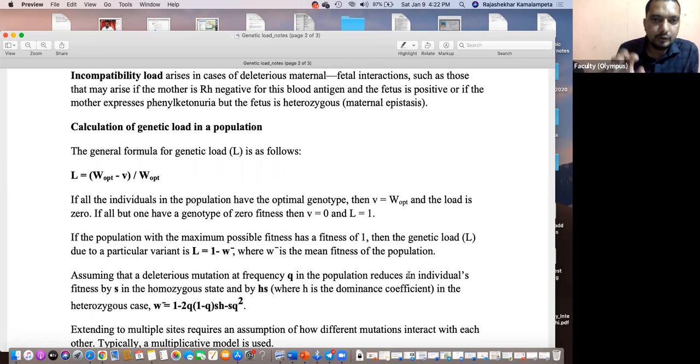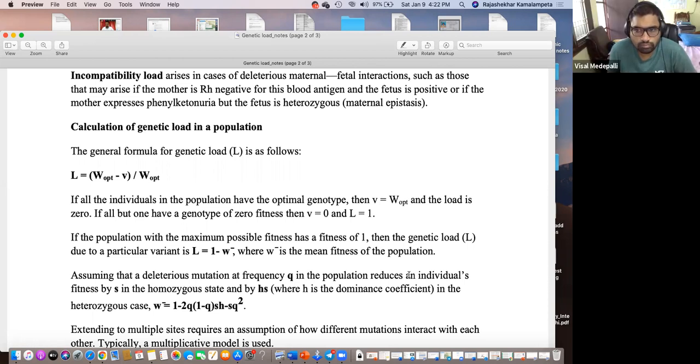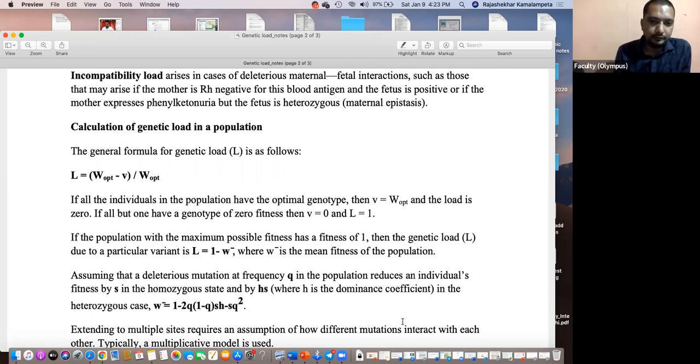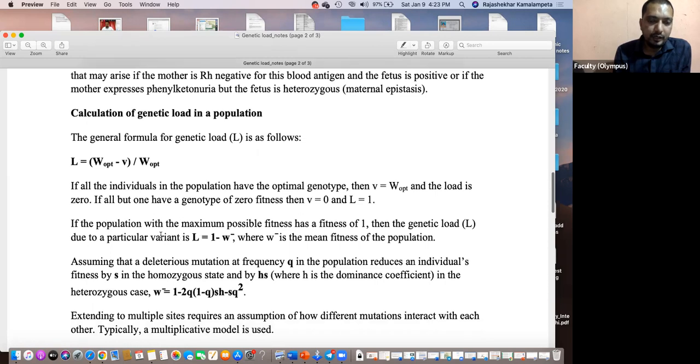Okay, I'll give you one or two scenarios to understand a little better, which I've given in the handout. If all but one have a genotype of 0 fitness, all individuals except one have a genotype of 0 fitness, then V equals 0 and L becomes 1.